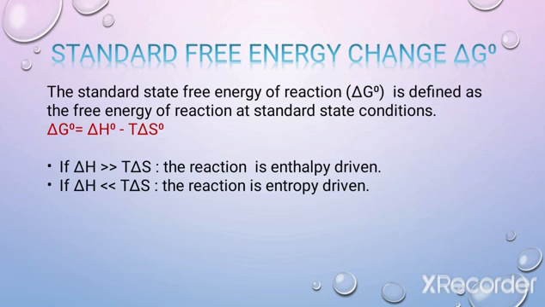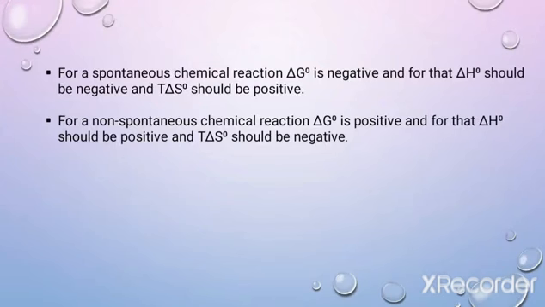If delta H is greater than T delta S, the reaction is enthalpy driven, and if the value of delta H is less than T delta S, the reaction is entropy driven. For a spontaneous chemical reaction, delta G naught is negative, and for that the value of delta H naught should be negative and the value of T delta S should be positive.